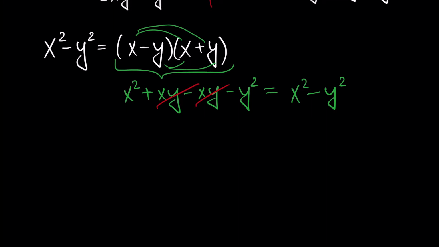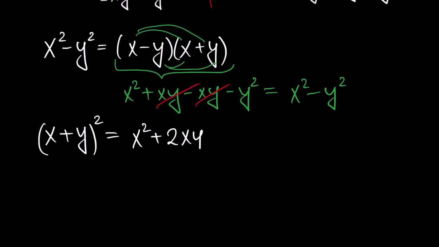Next formula, very famous formula, and we will use this formula very often in our calculations. It's the shortcut multiplication formula for x plus y squared. So this is equal to x squared plus 2xy plus y squared. This formula is also very easy to prove.